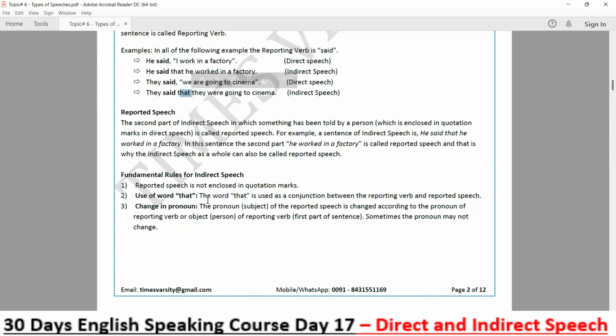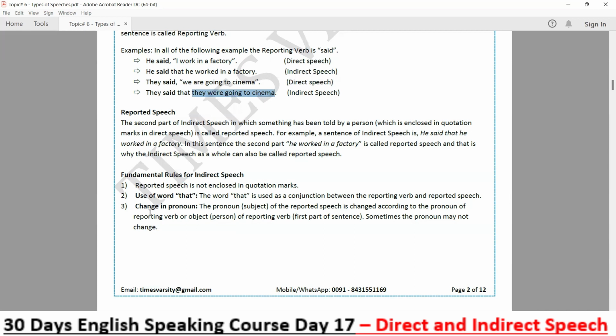So, use of the word that. The word that is used as a conjunction between the reporting verb and reported speech. So you see, said is a reporting verb, and after that, all those words are part of reported speech.